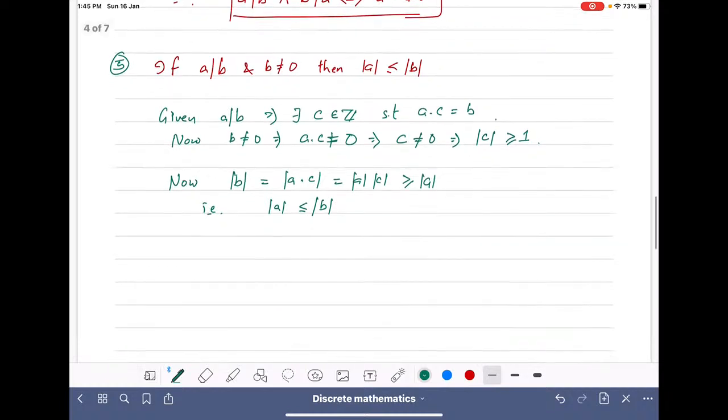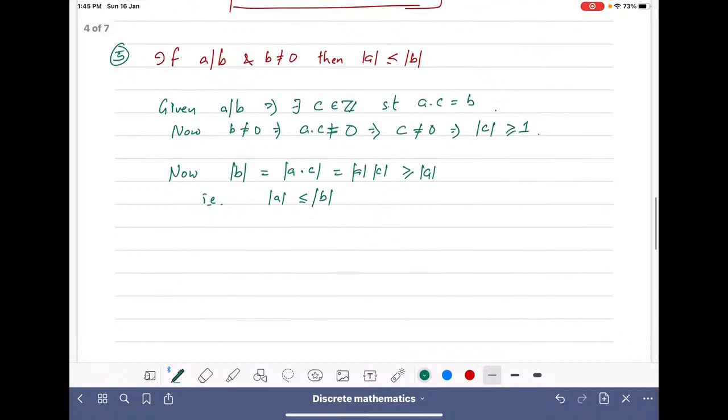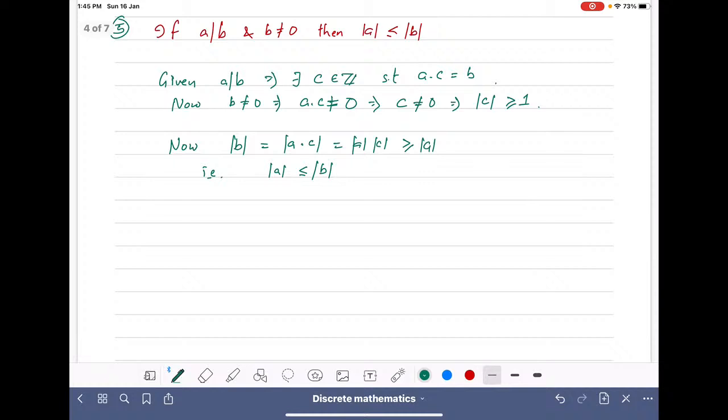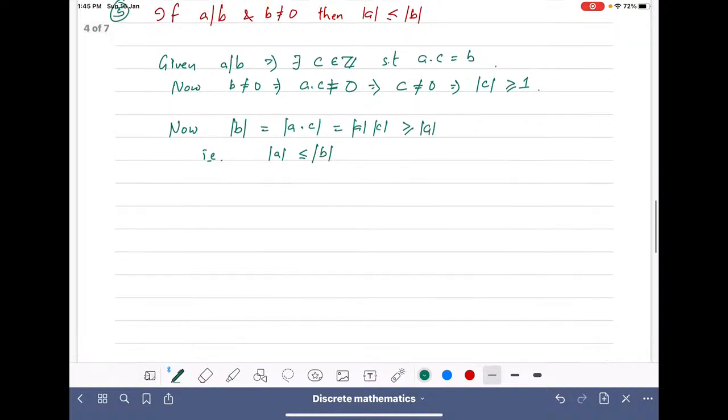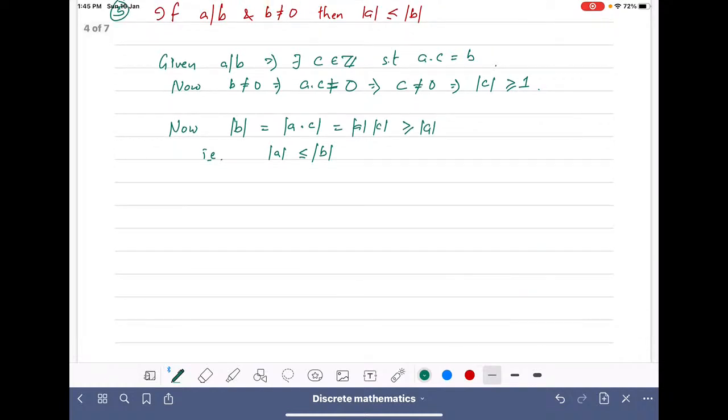So whenever a number divides another number, it must be less than or equal to that number, at least in their absolute values. The absolute value of the divisor is always less than the absolute value of the dividend. We know this one. Just trying to prove it without taking any particular example.